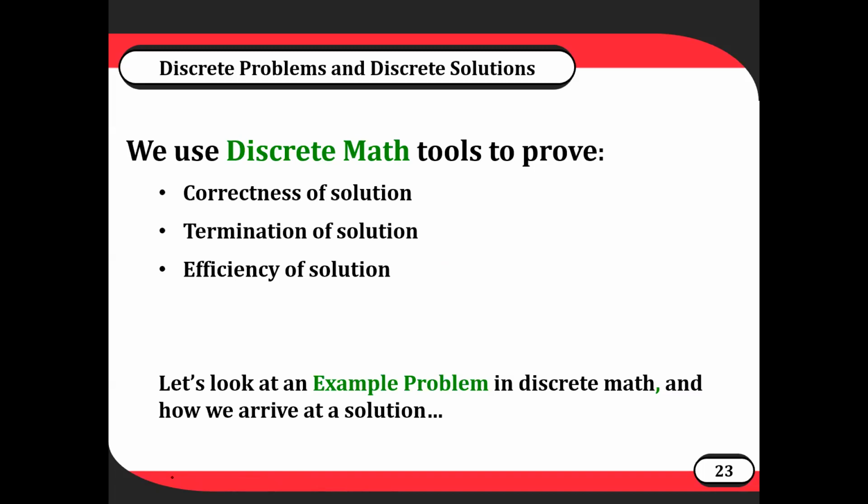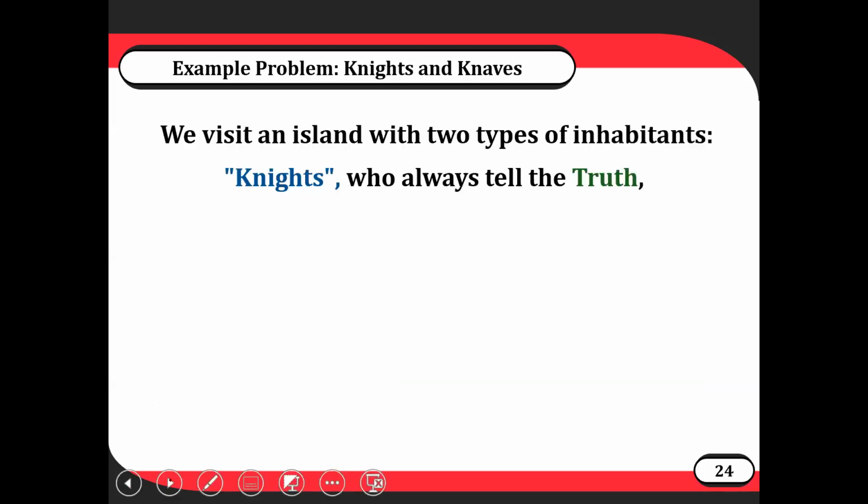Okay, we're going to look at some example problems in discrete math, and how we arrive at a solution. We're going to start off with some basically logic problems. These are basically riddles. You may have heard them before, but how they apply to us is that they are logic problems, and computers are pretty good at solving logic problems if you understand how to solve them. So we're going to look at these riddles, and then look at how we would solve them systematically. And at the end, we'll have one last example that's a little more real world.